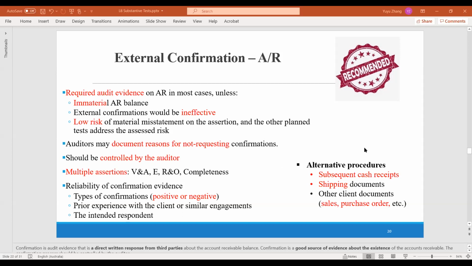Some famous examples of manipulated confirmation: in one company, I couldn't recall the name, the management provided the customers' details to the auditors, and then the auditors sent out the confirmations to those listed customers. And then they received a very good response rate from those listed important customers. So auditors took comfort from this confirmation.